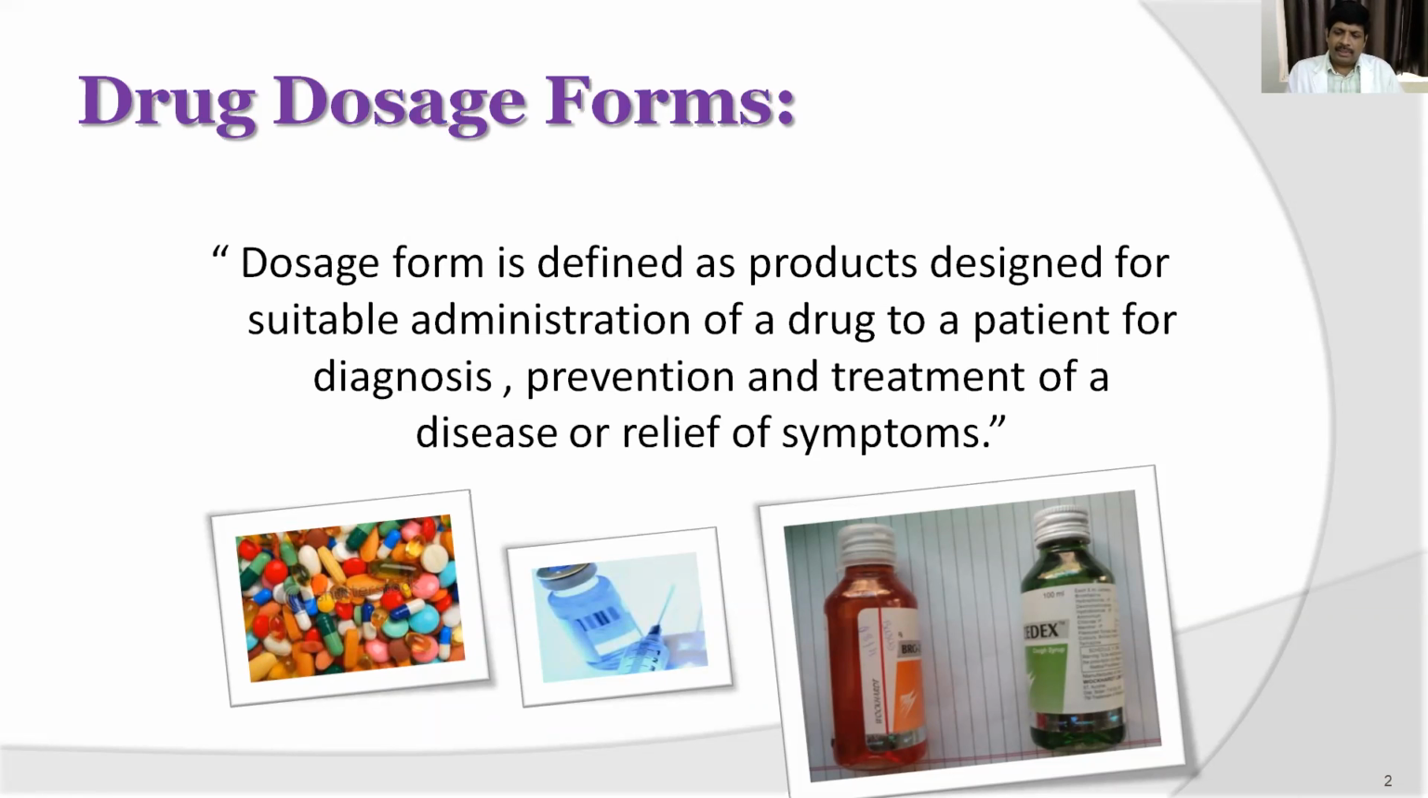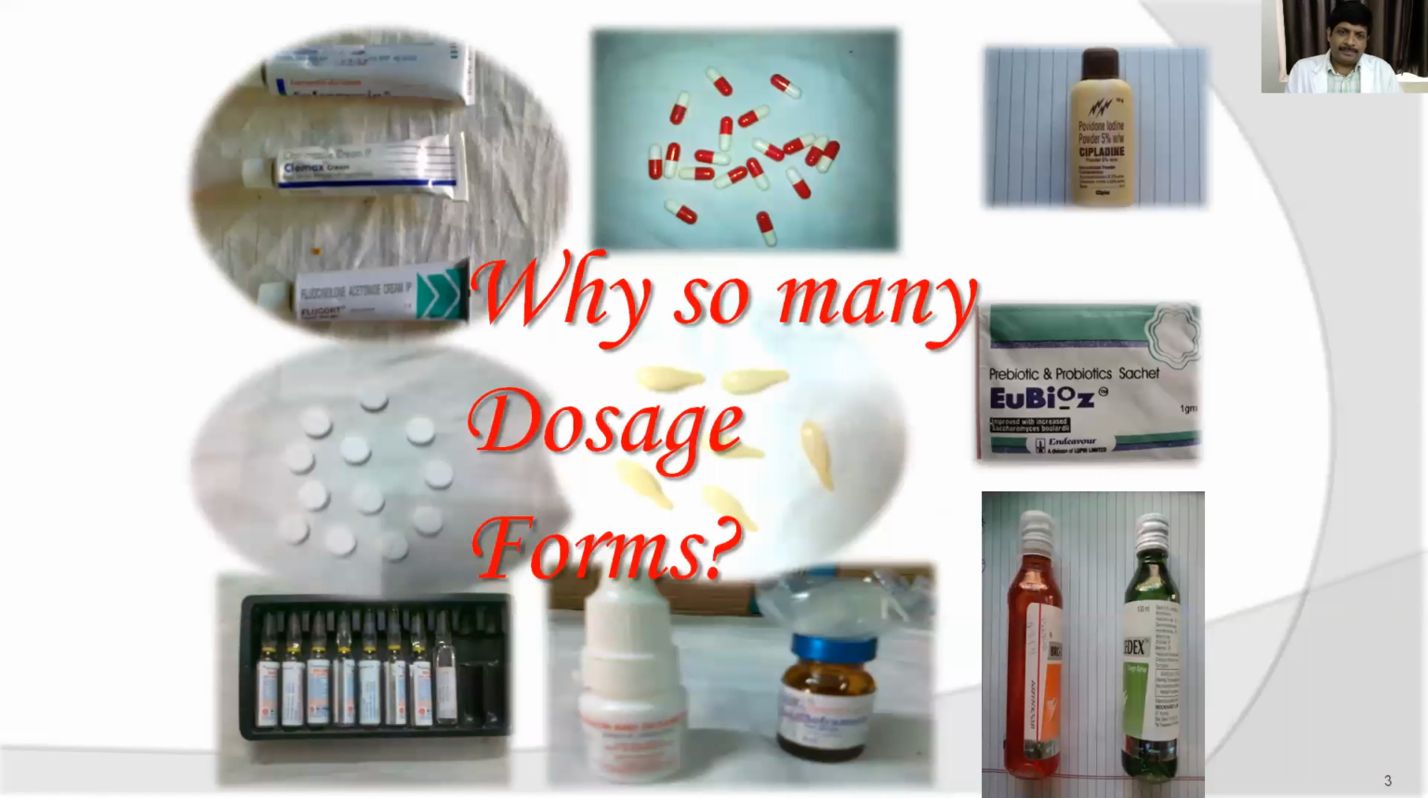Now there can be many dosage forms, and we all know that there are ointments, creams, tablets, powders. There are injectables. Injectables are also of many types. There are eye drops, there are sprays, there are syrups, there are emulsions, there are suspensions. So many dosage forms are there. Say for example, one drug is there like pantoprazole.